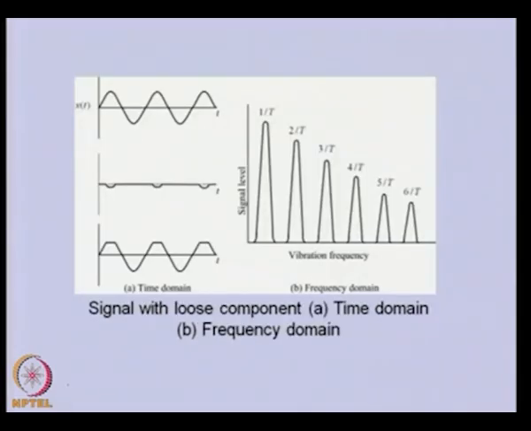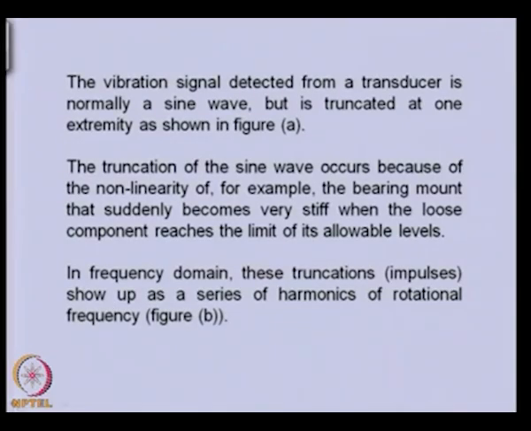That means the vibration signal should be sinusoidal, but sometimes we will see that one extreme is getting flattened because of this looseness. A truncation of the sine wave occurs because of, for example, the bearing mount that suddenly becomes very stiff when the loose component reaches the limit of its allowable level. In the frequency domain, these truncation impulses show up as a series of harmonics of rotational frequency.